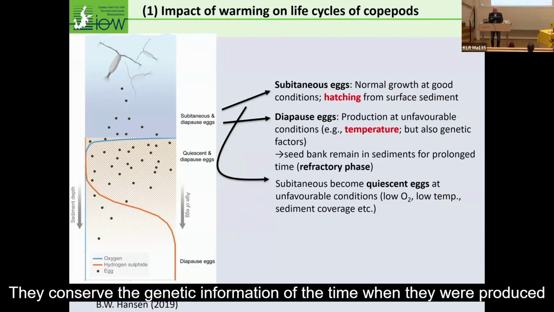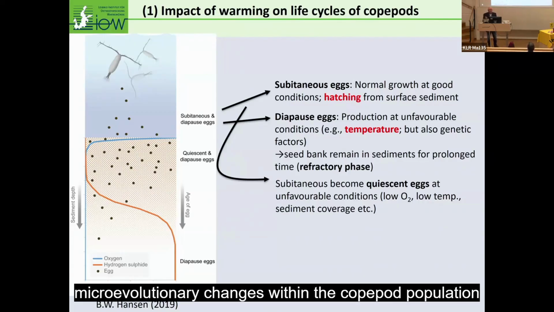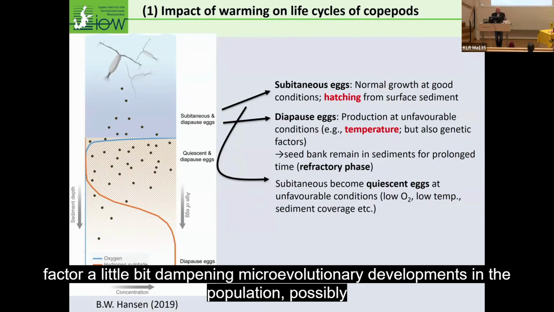And one important thing here for the diapause eggs deeper in the sediment, they conserve the genetic information of the time when they were produced. And imagine that we have microevolutionary changes within the copepod population, but later on, for some reason, these old eggs might hatch and they carry the genetic information from the past. That means it's like a conservative factor, a little bit dampening microevolutionary developments in the population, possibly.